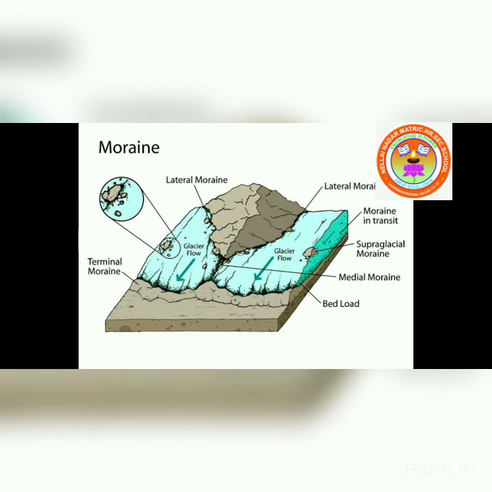Here about the moraine you can see lateral moraine, terminal moraine, glacier flow, lateral moraine and moraine in transit, supraglacial moraine, medial moraine and bed load. So how is it forming? The materials deposited by glaciers are called moraine and, based on the location, they are classified as ground moraine, terminal moraine and lateral moraine. Okay.